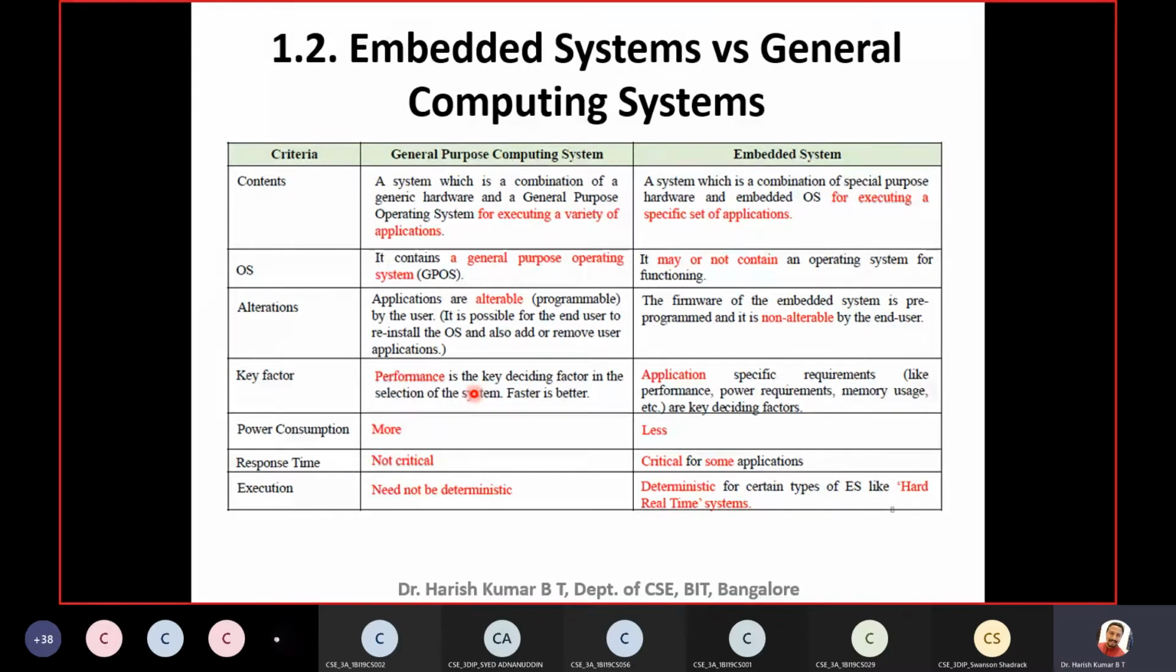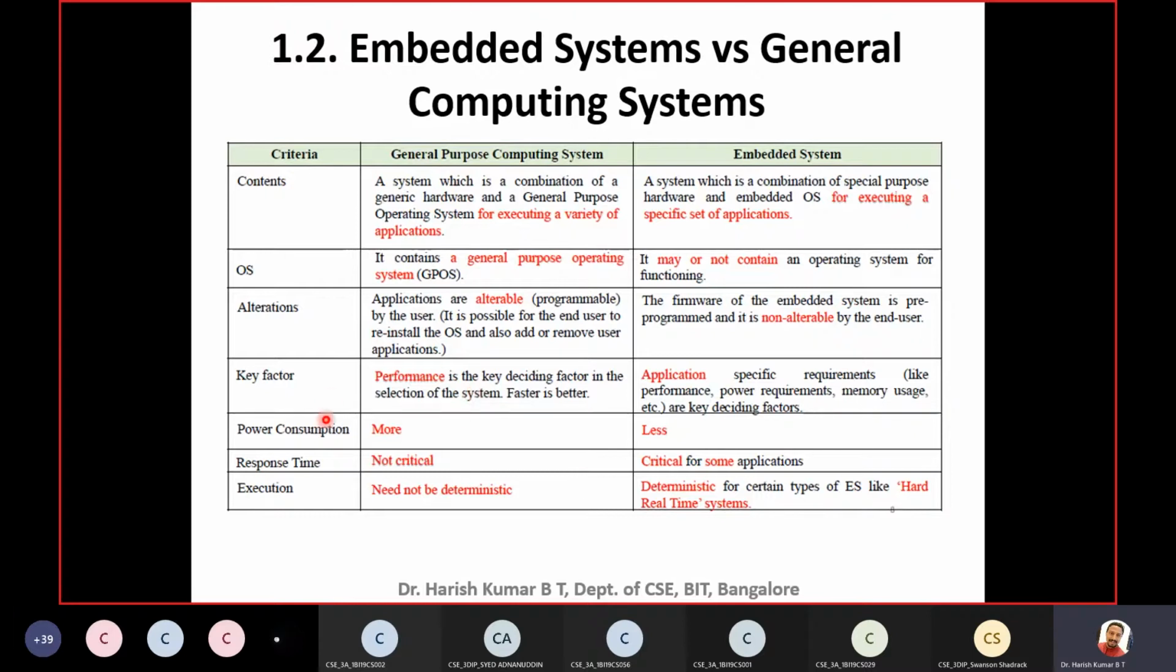because generally desktops and laptops come with huge memory now, 1 TB, 2 TB. But embedded systems always have limited memory, and any embedded system which consumes more power we don't prefer. Even if it has higher performance, we don't prefer it, because it is consuming more power. So the key deciding factors for choosing which embedded system to buy are performance, power requirements, and memory usage. All three you should take into account and then make the decision.